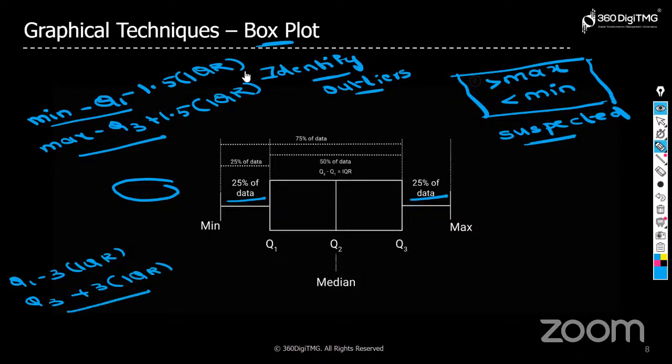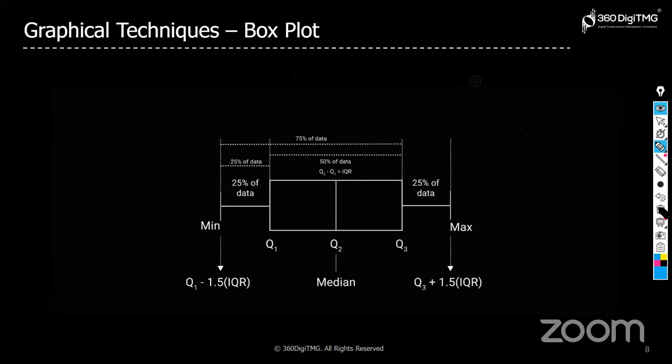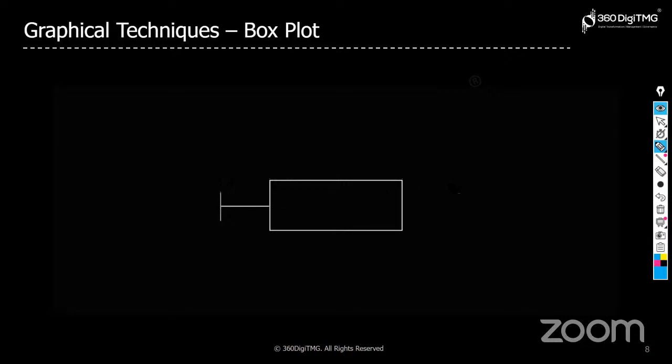So what is basically the purpose of a box plot? A box plot is another type of univariate plot, chart or visualization. The basic purpose is to identify the outliers. And this is also called a box and whisker plot. Why? Because we have whiskers present over here. That is why it is called a box and whisker plot.